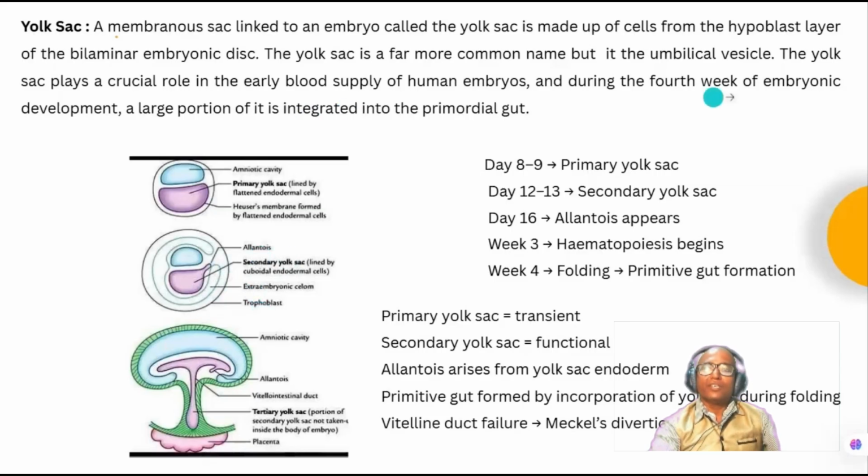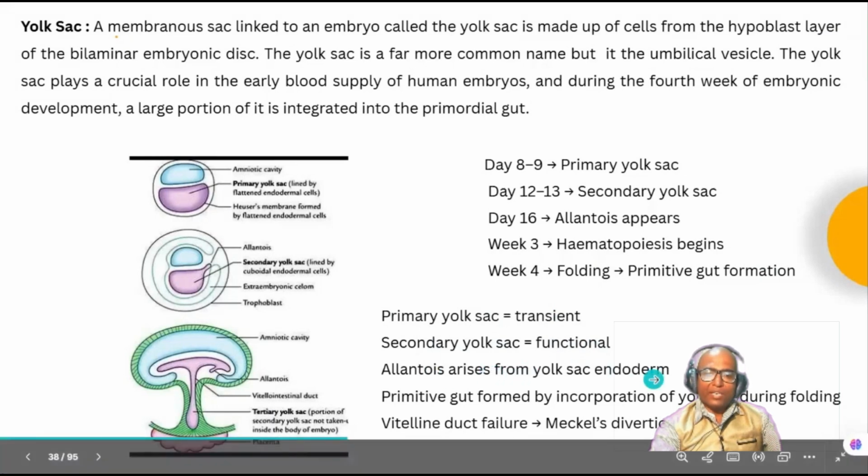We will see. By day 8 and day 9, you have a primary yolk sac. By day 12 to day 13, you get the secondary yolk sac. On day 16, the allantois will appear. In week 3, hematopoiesis begins, and in week 4 there is folding and primitive gut formation. The primary yolk sac is transient, the secondary yolk sac is functional, and the allantois arises from the yolk sac endoderm.